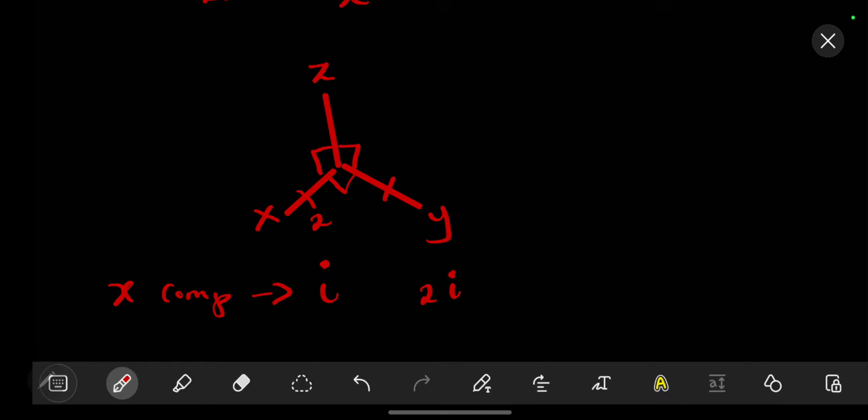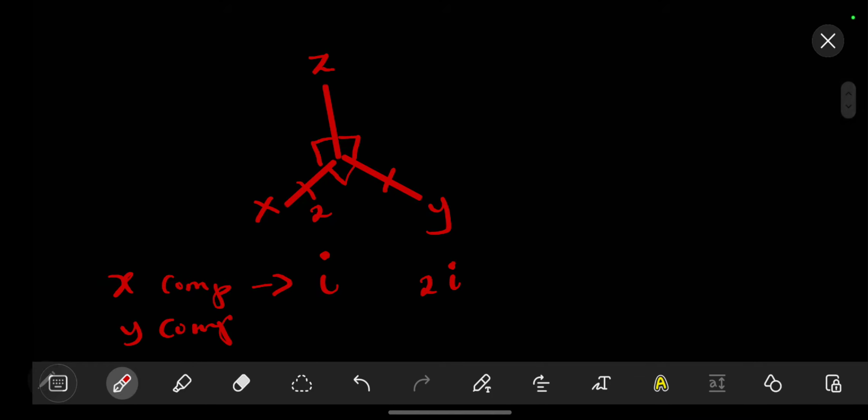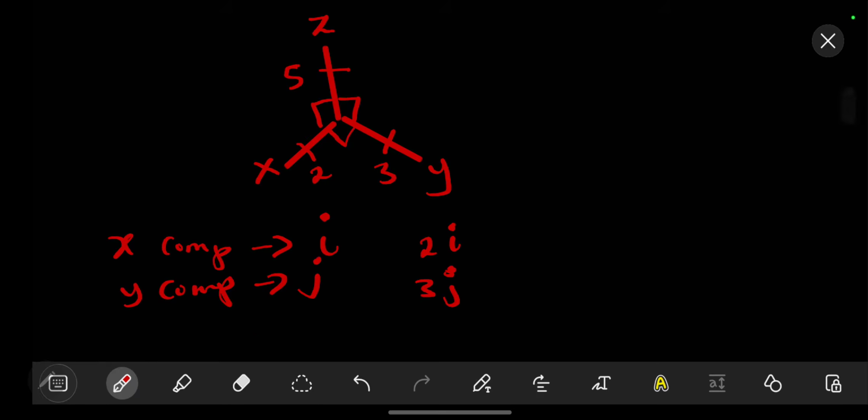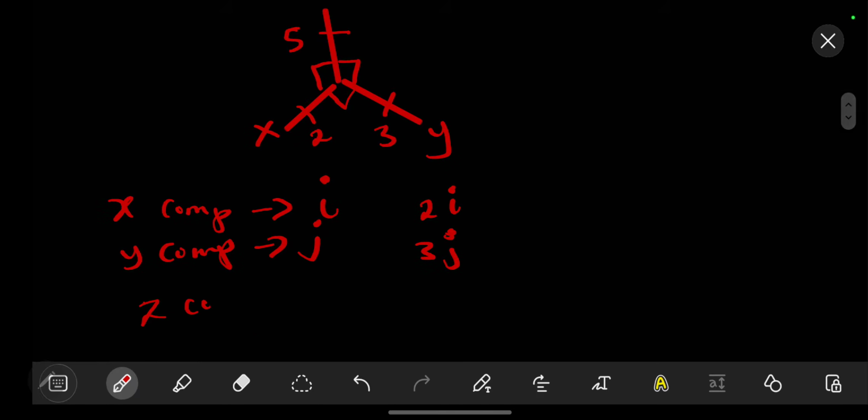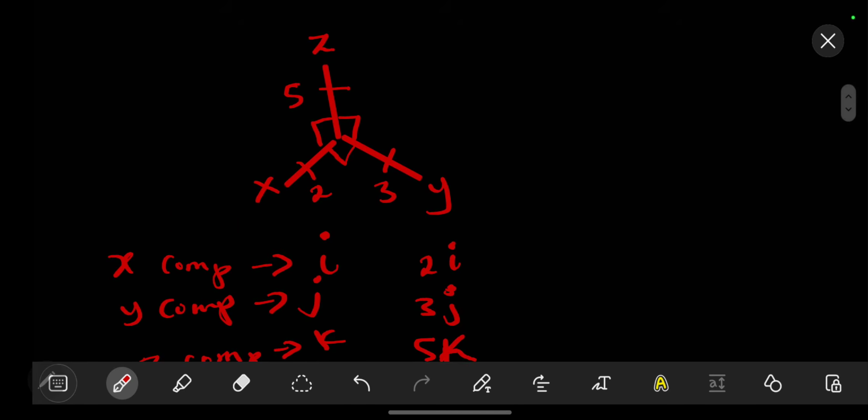If the y component is associated with j, let's say for example you have 3j, it means you go in the y and put a 3. So this 3 and this j is showing you that it is in the y. Then if you see a component that is 5k, the z component is associated with k. So if you see 5k, it means it is a component in the z axis.